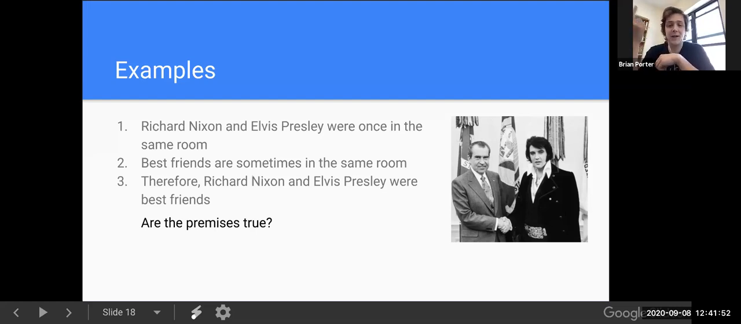Let's look at premise two now. Best friends are sometimes in the same room. Well, that's true. Best friends aren't always in the same room. And not all best friends are ever in the same room. Your best friend could be a pen pal. I don't know. But sometimes best friends are in the same room. That happens sometimes. So premise two is also true. So both premises are true. So the answer to our first question is yes, both premises are true.